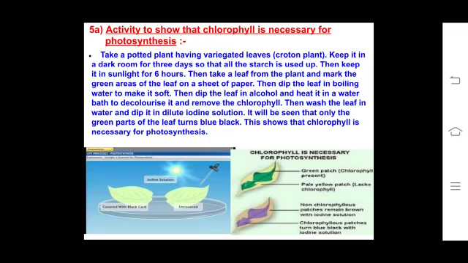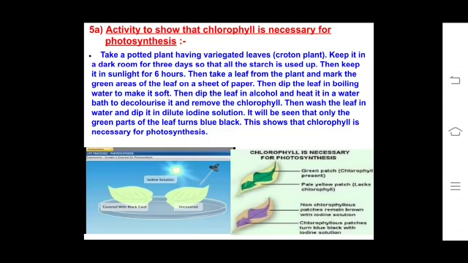So there are certain factors which are necessary for photosynthesis. Factors necessary for photosynthesis means those are the essential things which are needed for the process of photosynthesis. So for this, let us study the experiment.